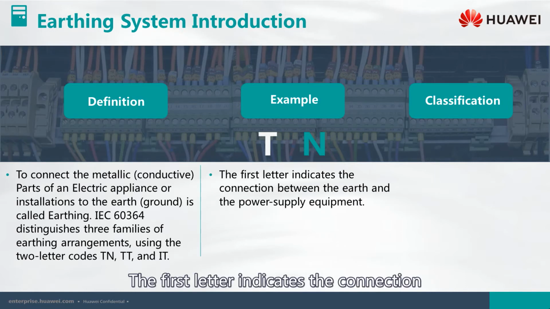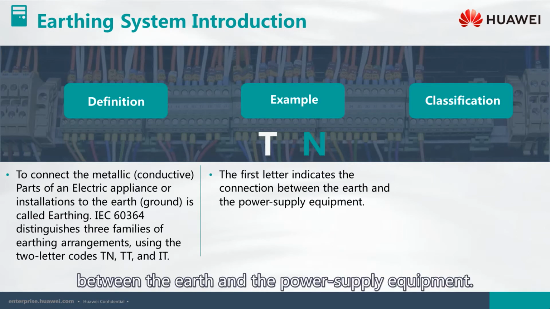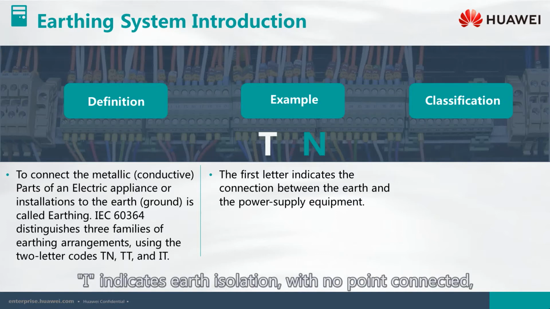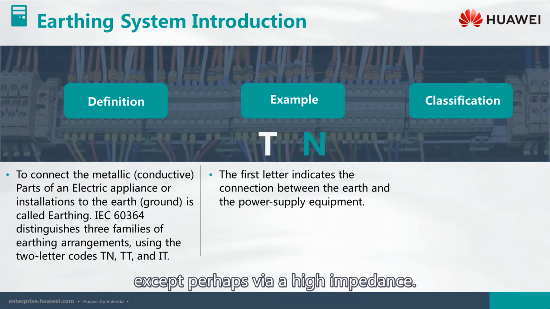The first letter indicates the connection between the earth and the power supply equipment. T indicates direct connection of a point with earth. I indicates earth isolation, with no point connected, except perhaps via a high impedance.